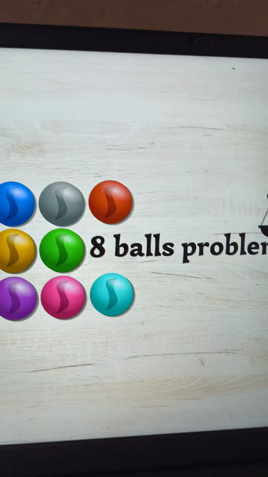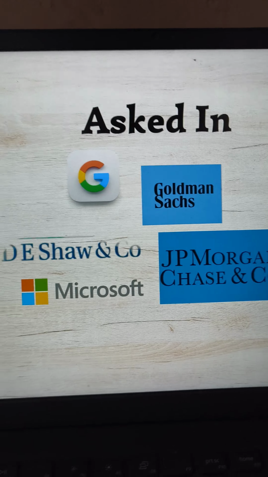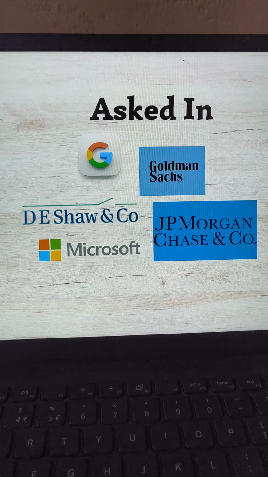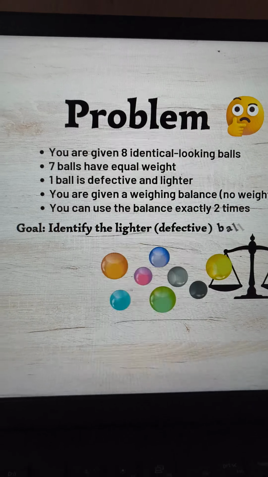Hey guys, let's see what today's puzzle is about. The 8 balls problem. Let's see in which companies this was asked. This is the list of companies. Let's see what the problem is.